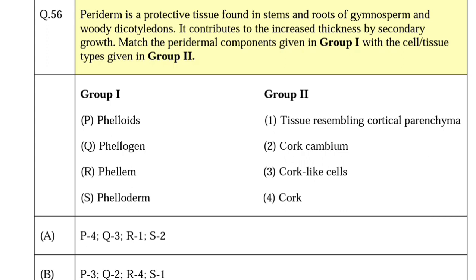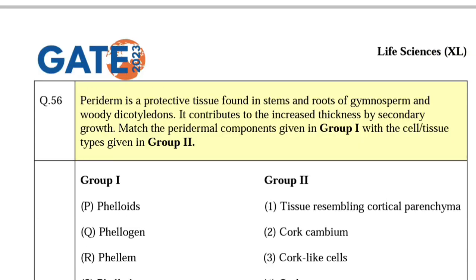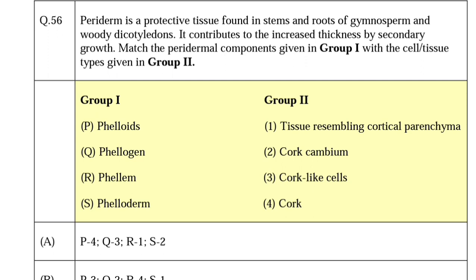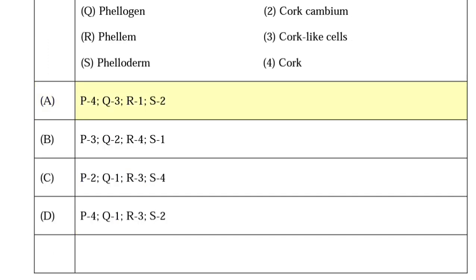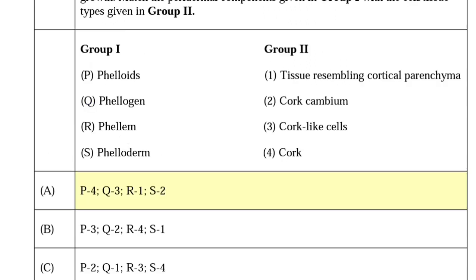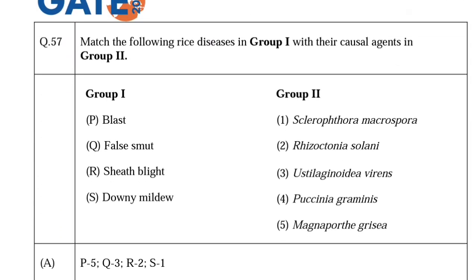Periderm is a protective tissue found in stems and roots of gymnosperms and woody dicotyledons. It contributes to the increased thickness by secondary growth. Match the periderm components given in Group 1 with the cell tissue types given in Group 2. Group 1: P. Phellogen, Q. Phellem, R. Phelloderm. Group 2: 1. Tissue resembling cortical parenchyma, 2. Cork cambium, 3. Cork-like cells, 4. Cork. A. P4, Q3, R1, S2. B. P3, Q2, R4, S1.